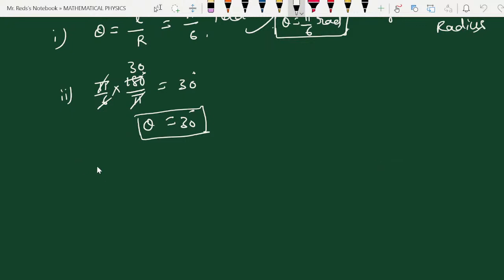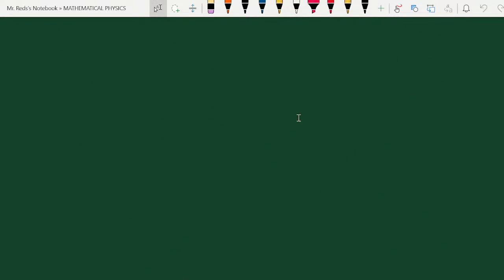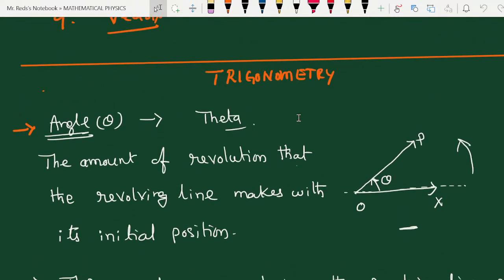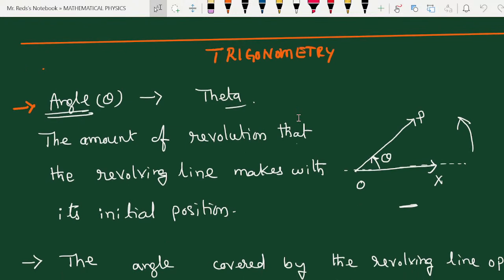Yeah, so in this session, let us continue the mathematical physics, or basic mathematics in physics, part 2. In the previous session, we have discussed a few points related to trigonometry. Let us, in a couple of minutes, glance at it. Yeah, see here. In the previous session, as part of trigonometry, we have discussed what is angle.